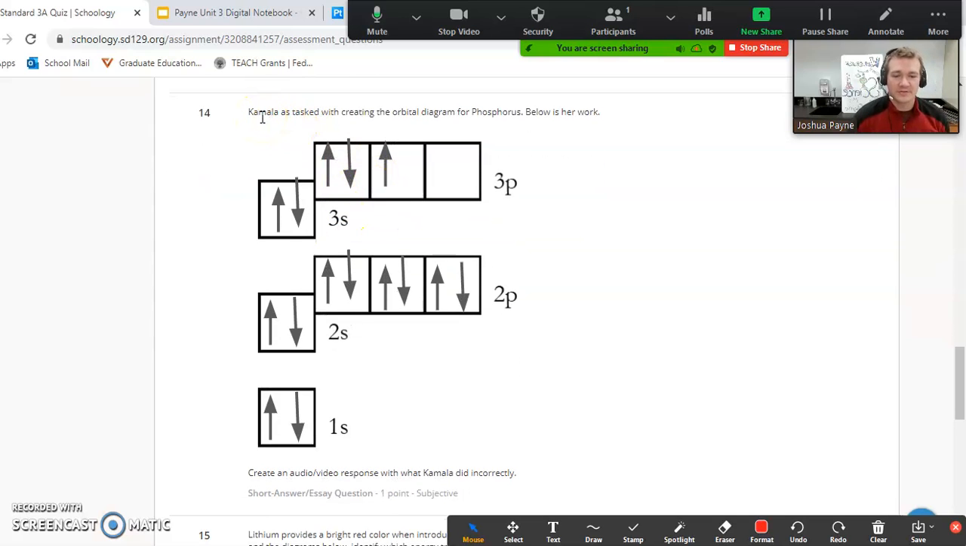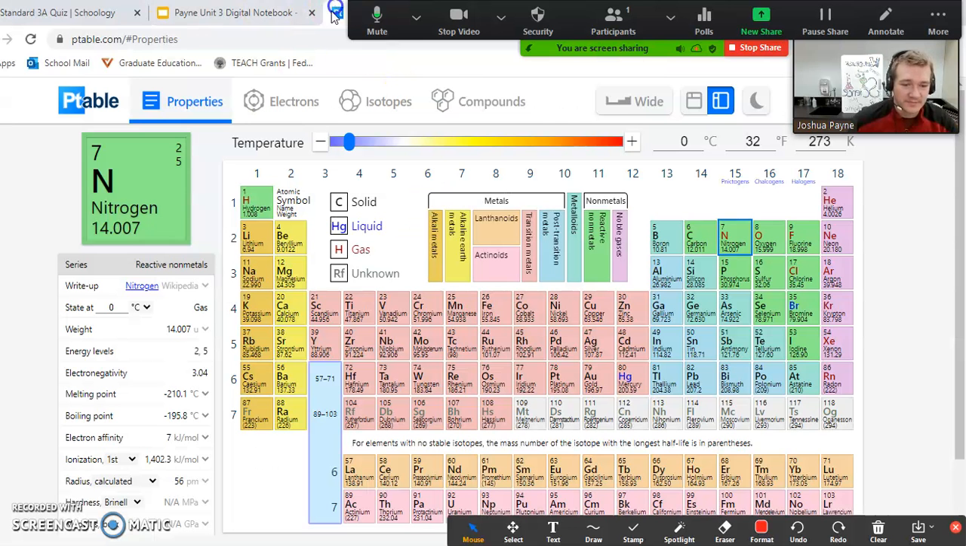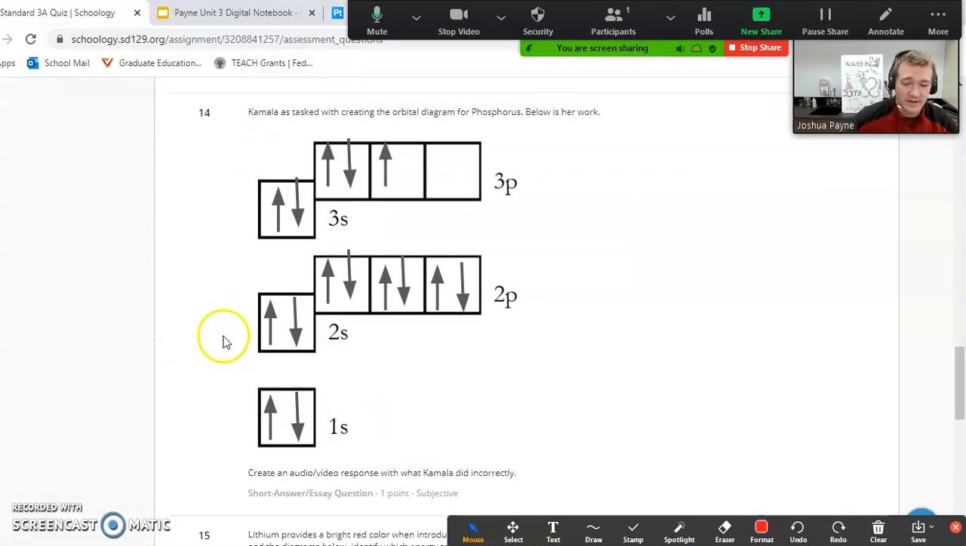All right. Kamala is tasked with creating the orbital diagram for phosphorus. Below is her work. Explain what Kamala did incorrectly. The first thing we need to do is look up phosphorus, and we see phosphorus has 15 electrons. Let's make sure she did that right: 1, 2, 3, 4, 5, 6, 7, 8, 9, 10, 11, 12, 13, 14, 15. She did great. She knew that.